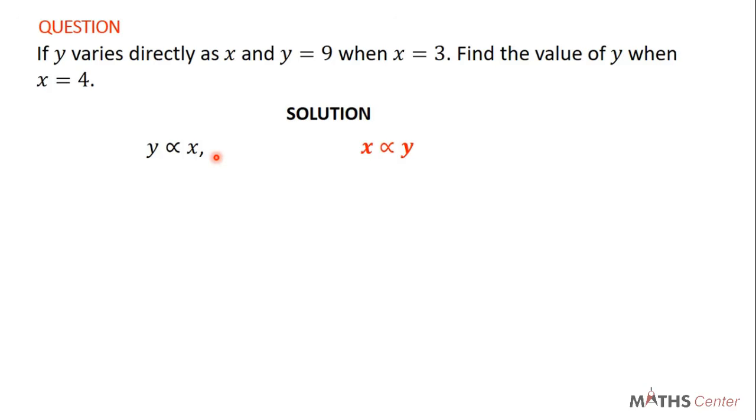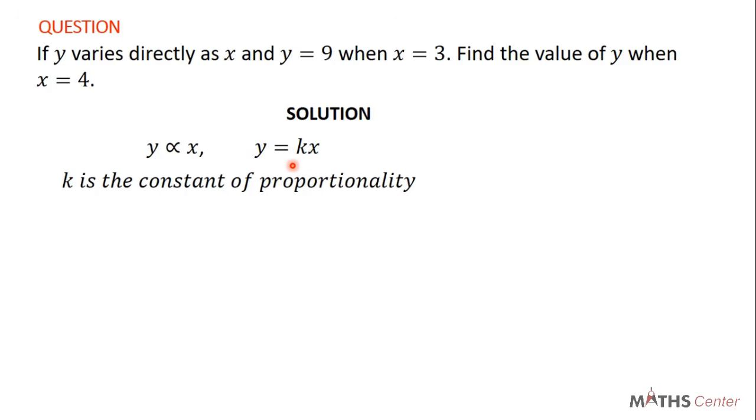We also learned in the previous video that in order to change this proportionality sign into an equal to sign, we introduce the constant of proportionality. So we are going to multiply x here, which is on the right hand side, by a constant of proportionality. Here I'm choosing k as the constant of proportionality. So y is equal to kx, where k is the constant of proportionality. So now this is the expression we are going to work with, y is equal to kx.